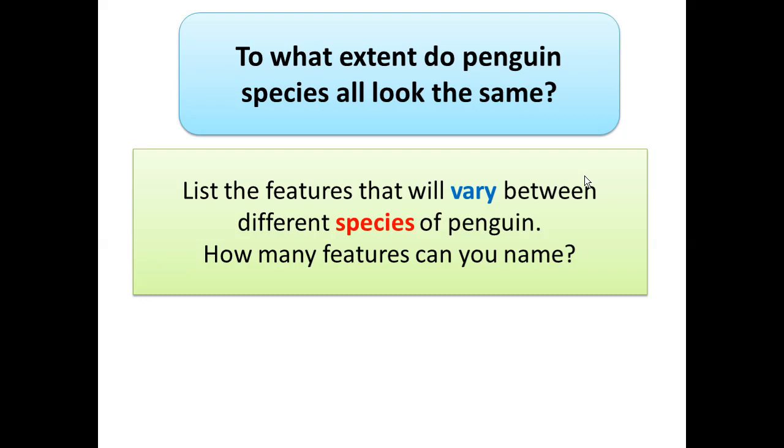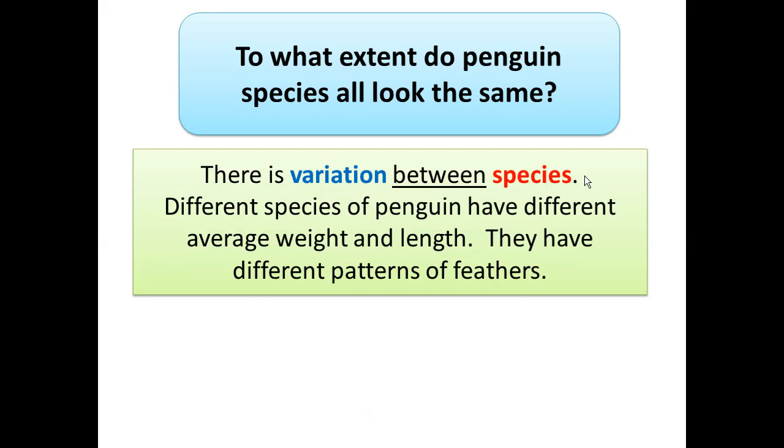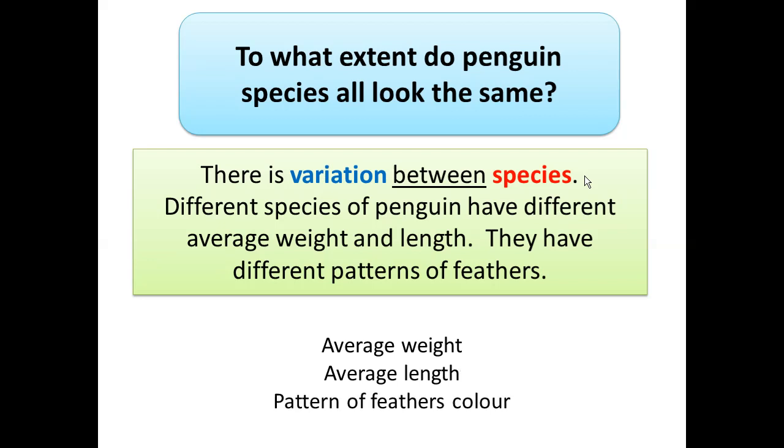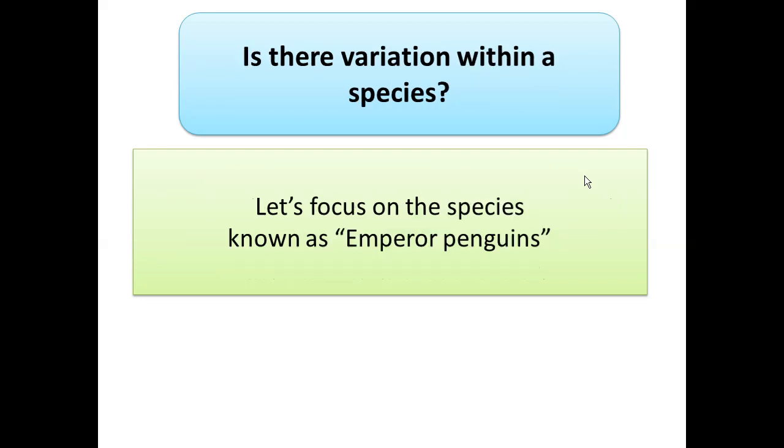Okay, well, the three main features that we observe are average weight, average length, and pattern of feather colors. Okay, this will explain the variation between species. In fact, different species of penguins have different average weight, length, and pattern of feather color. But what will we observe if we focus on one species only?